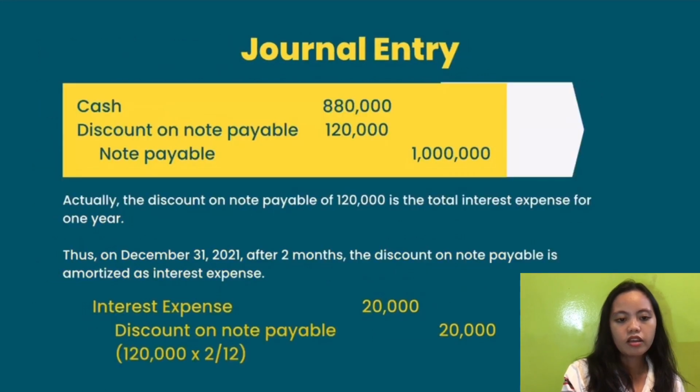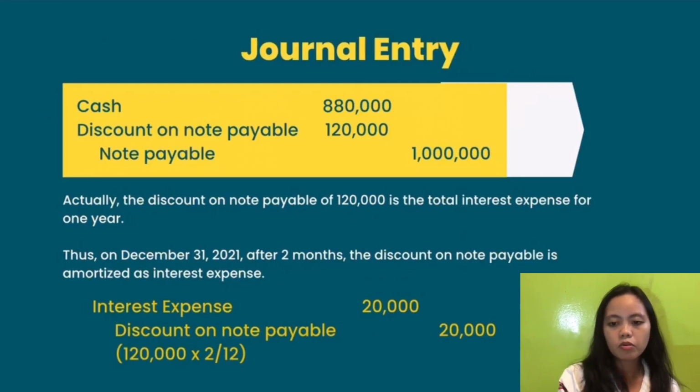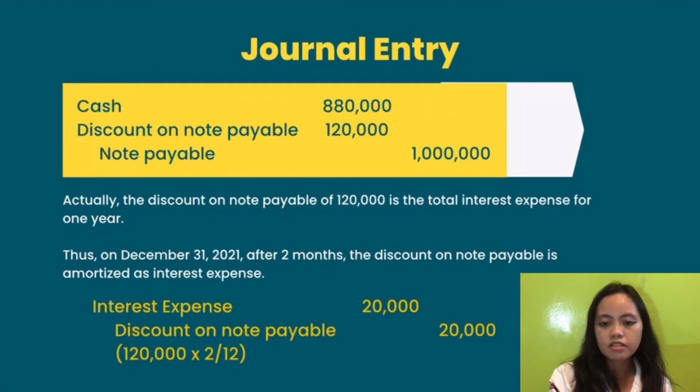Then you journalize: debit cash 880,000, debit discount on note payable 120,000, and credit note payable 1 million. This 120,000 is the total interest expense for 1 year. Since the note was issued on November 1, 2020, it will end on October 31, 2021.